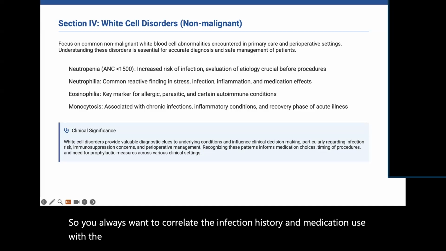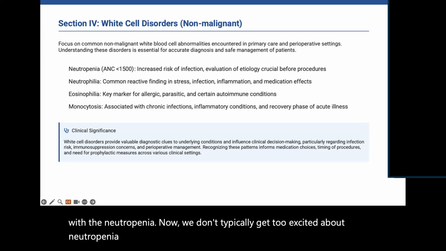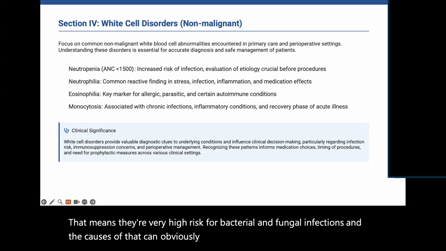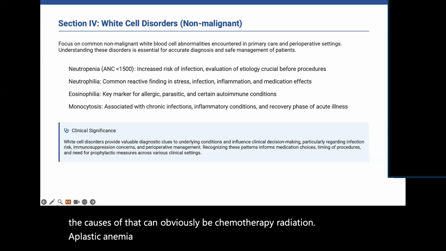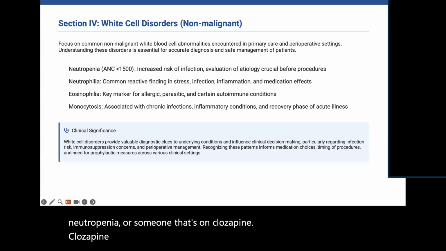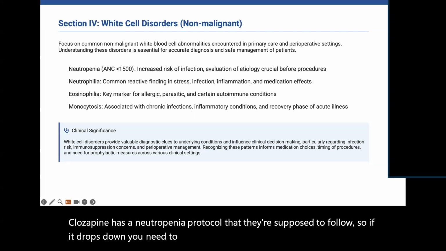Now, we don't typically get too excited about neutropenia unless it's severe. So severe neutropenia means less than 500. That means they're very high risk for bacterial and fungal infections. And the causes of that can obviously be chemotherapy, radiation, aplastic anemia, meaning bone marrow suppression, autoimmune process neutropenia, or someone that's on clozapine. Clozapine has a neutropenia protocol that they're supposed to follow. So if it drops down, you need to stop it.